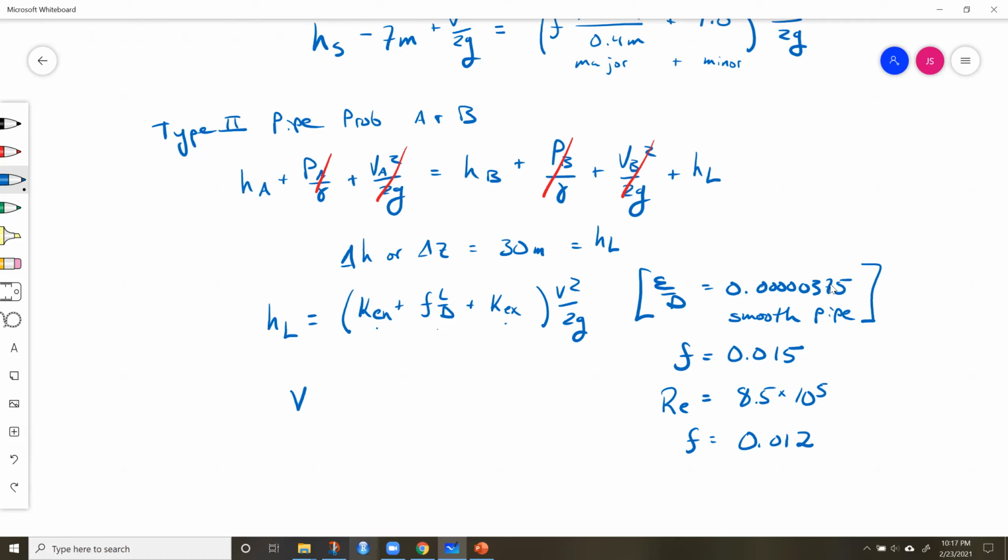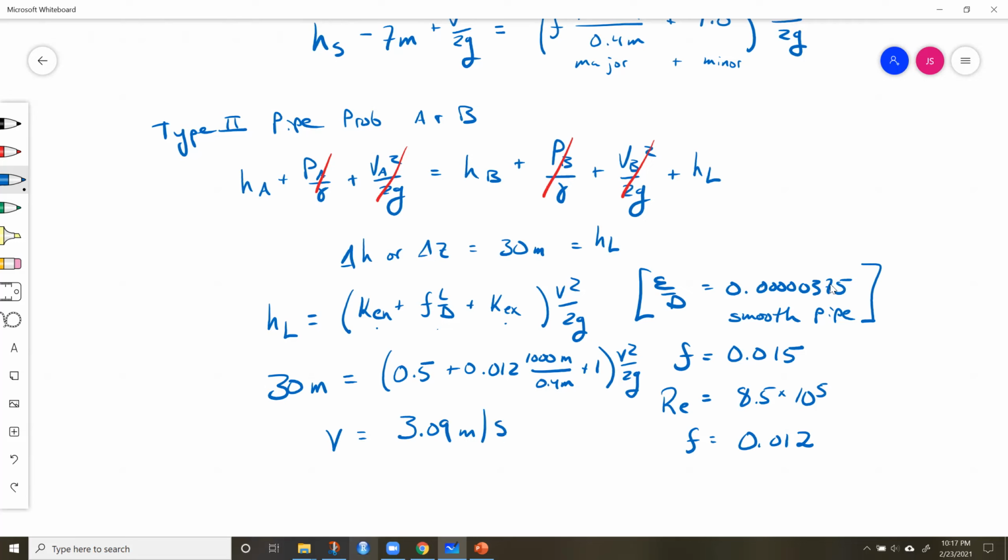You got 30 meters over here. You got your K entrance, K exit. I think I'll just back up super quick and do those numbers. So if we do 30 meters right here, for the entrance, we'll assume a square edge, so 0.5 plus 0.012 times 1,000 meters over 0.4 meters, plus our exit coefficient, which is 1, all times v squared over 2g. So if we solve for v, we get v is 3.09 meters per second.